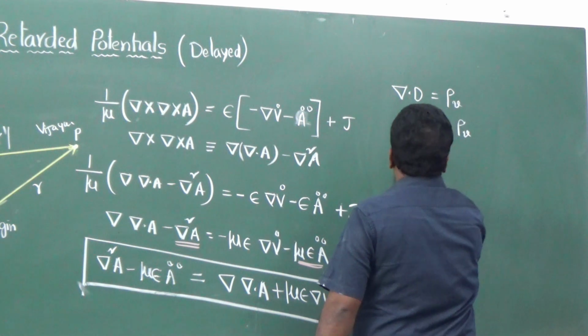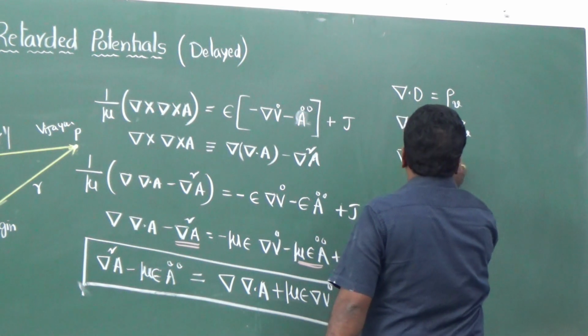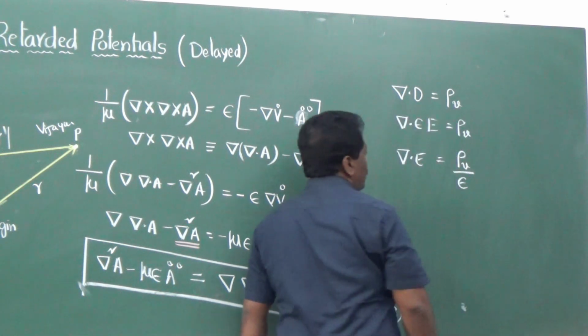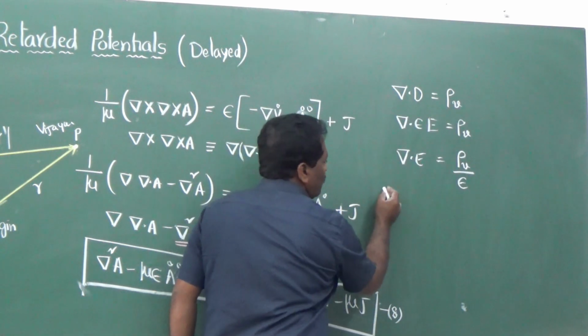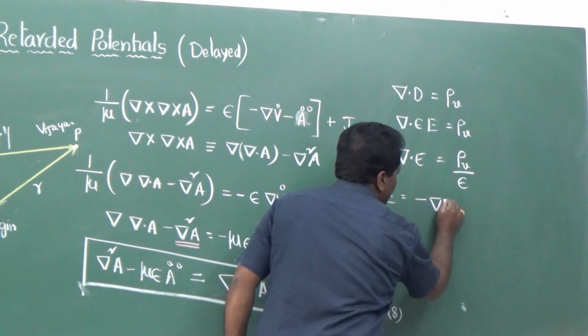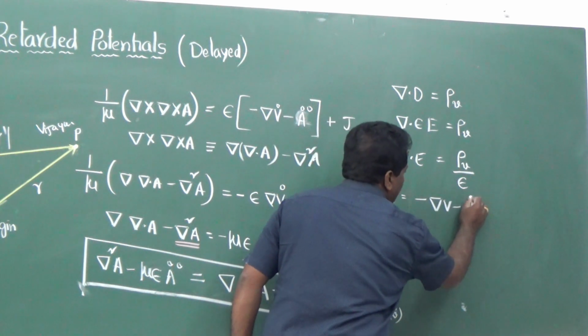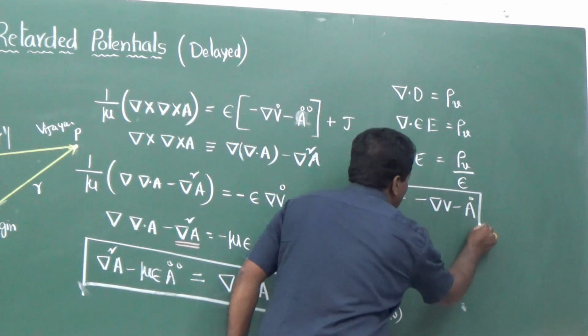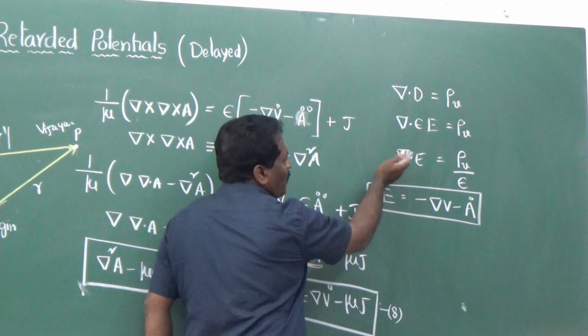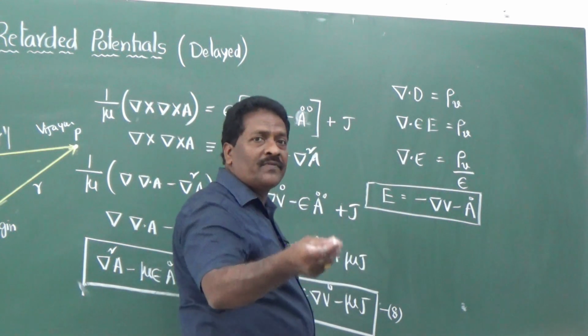Del dot E is equal to rho V by epsilon. Just now we have seen what is the value of E, the electric field. Electric field is equal to minus del V minus A dot. This is the equation we got here. Substituting this E in the above equation, we are going to get one more differential equation.